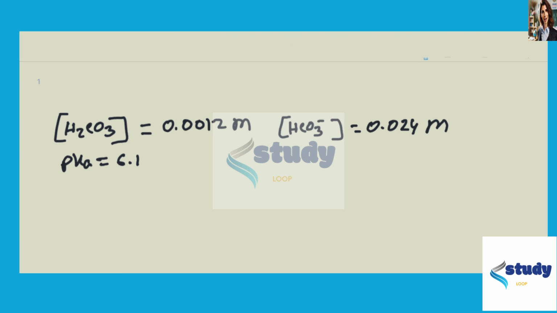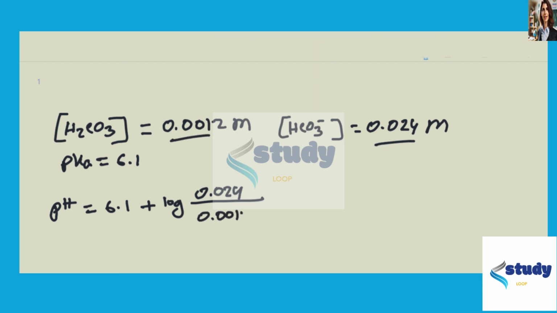Just plugging these values into the Henderson-Hasselbalch equation, we can find the pH. We know that pH equals pKa plus log of base concentration over acid concentration. So this is our base concentration, and we put it over the acid concentration, which is 0.0012. By solving this equation, we get the pH of the blood plasma as 7.4.